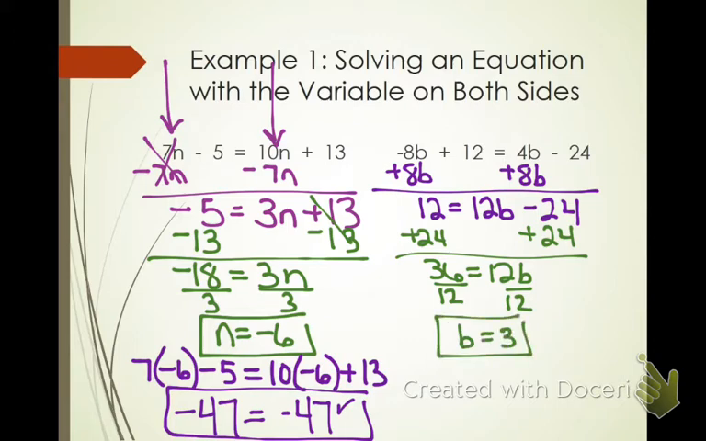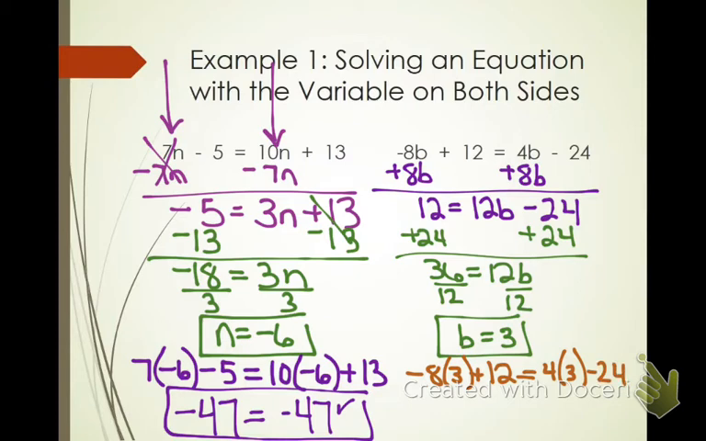I'm not going to check on all of them today during class, but just remember you need to check them on your homework tonight. If I were to check this, I would say negative 8 times 3 plus 12. I just plug it back into the original. Equals 4 times 3 minus 24. All right, and both sides need to equal each other.